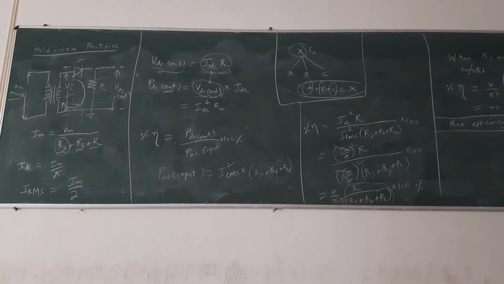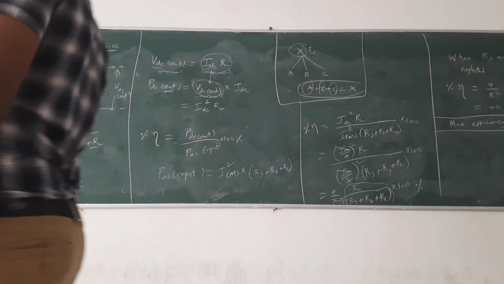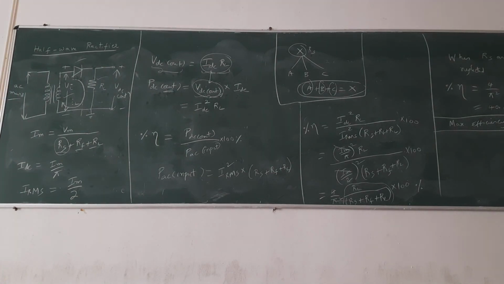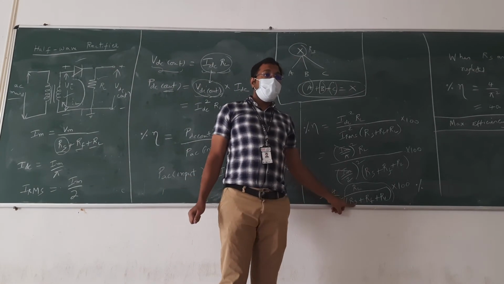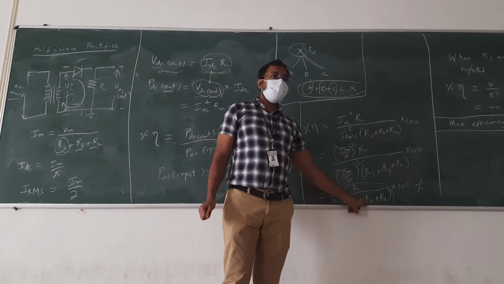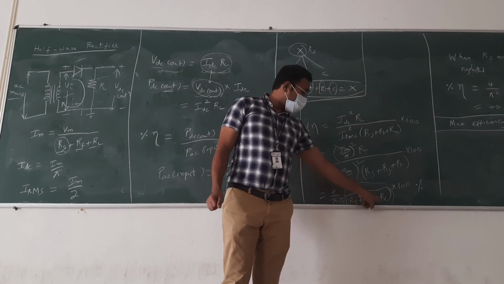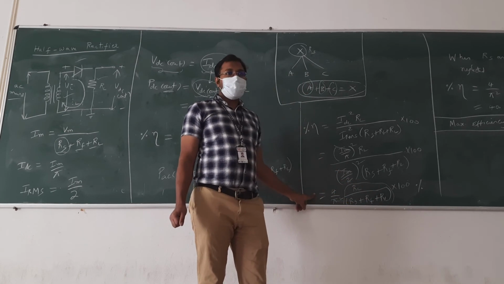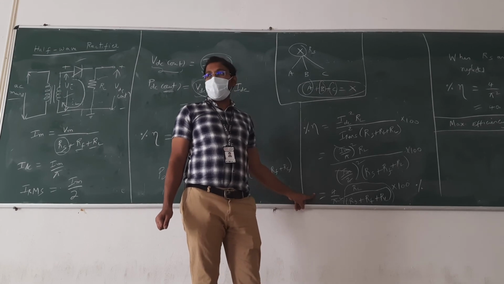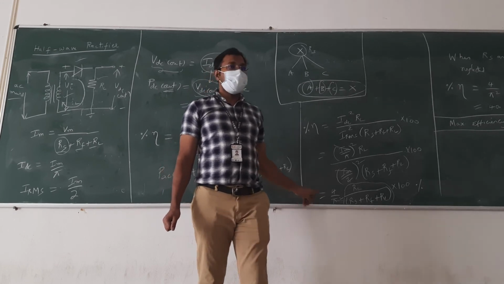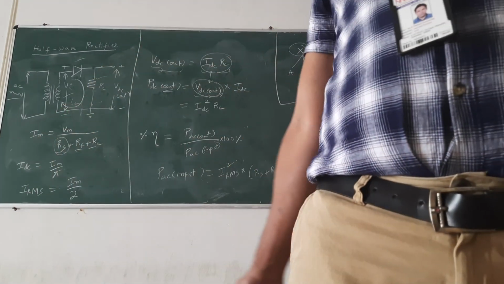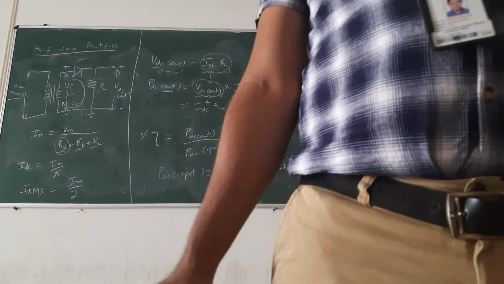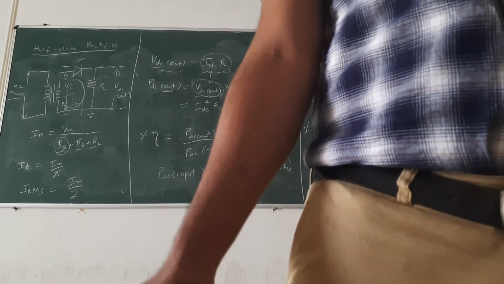Right? So can we neglect RS and RF? We should not neglect. Value is given. We have to use this formula. RS plus RF is given, RL is given, so this formula we have to use for the efficiency. For every case you will consider RS, RF also. You will not neglect because value is given. Clear?